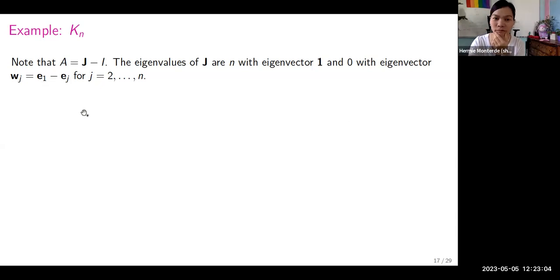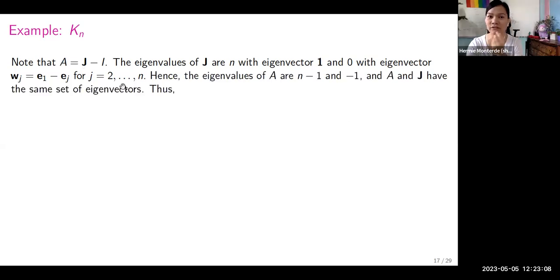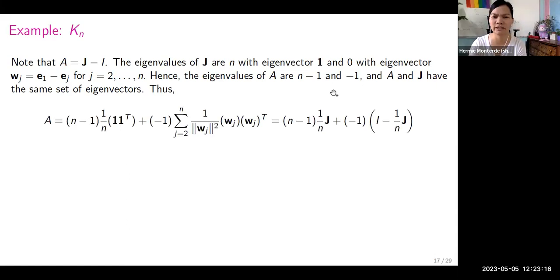Since the adjacency matrix here is just a translate of the identity, we get that the eigenvalues of A are just n minus 1 and negative 1, which we already know, right? For the complete graph. So, don't fret here. We don't necessarily need this, but I'm just putting it here to highlight the importance of knowing the properties of the orthogonal projection matrices.